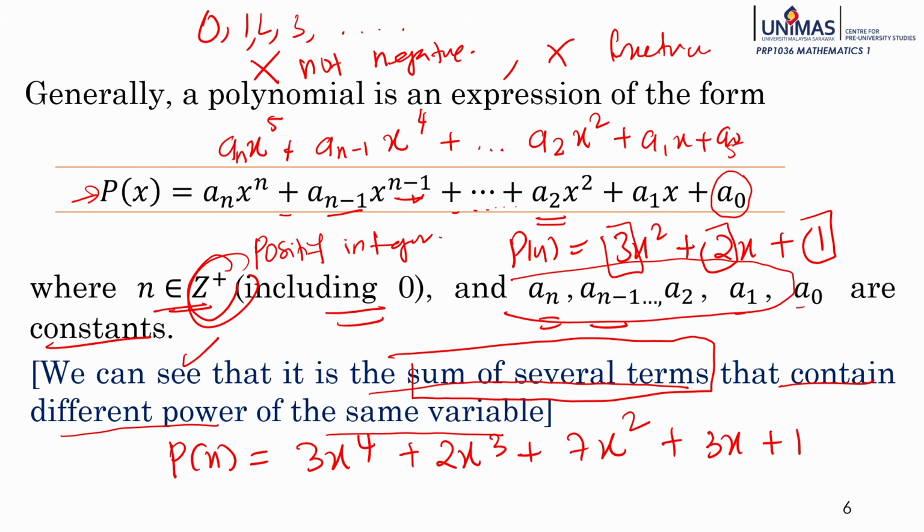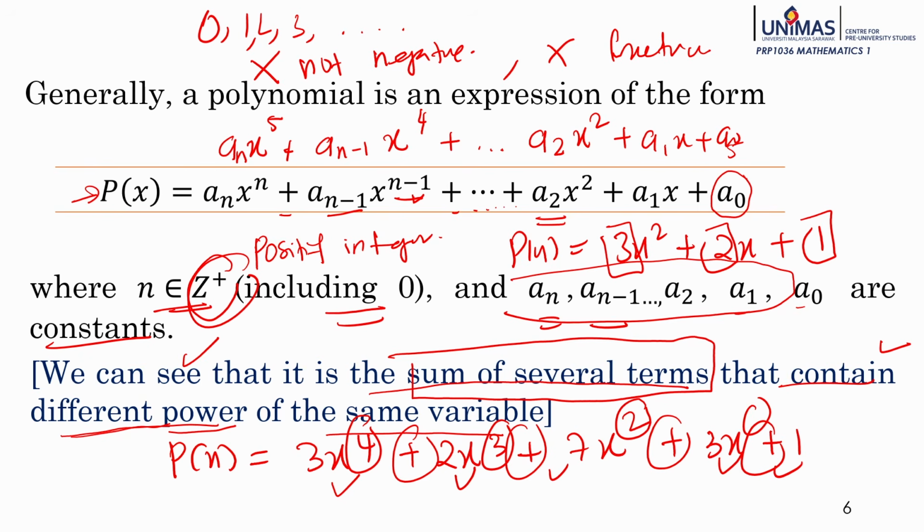We can see that it is the sum of several terms: one, two, three, four, five. The terms contain different powers, which are 4, 3, 2, 1, and also the power of 0, of the same variable x. So this is the definition of polynomials.